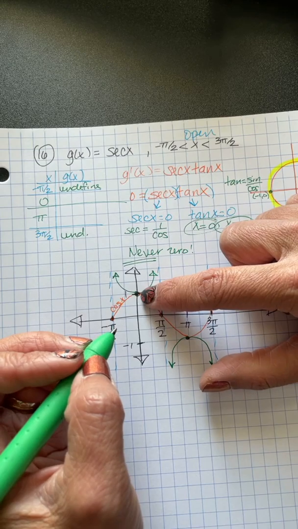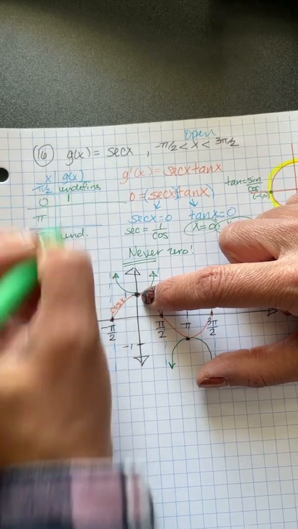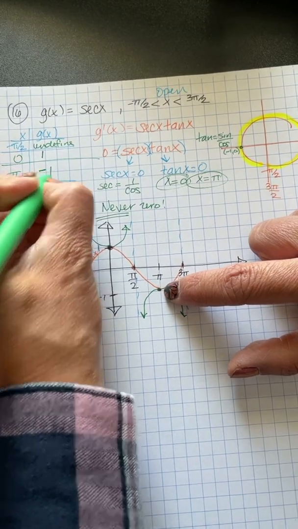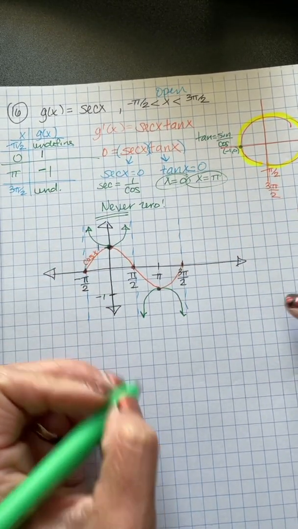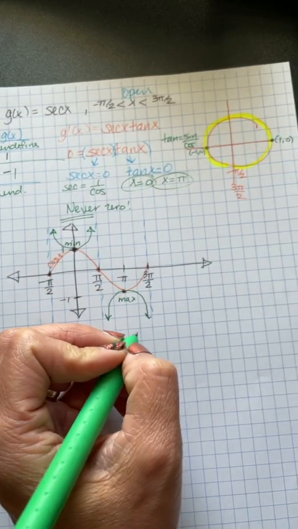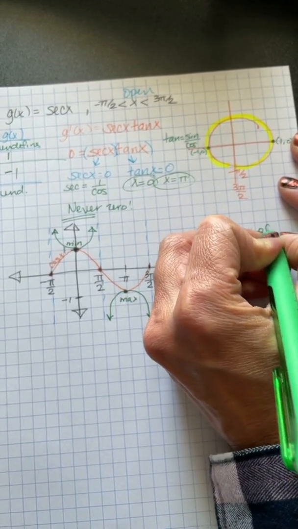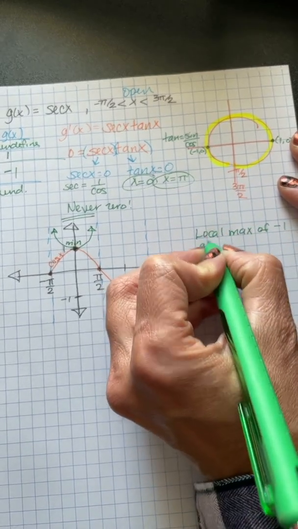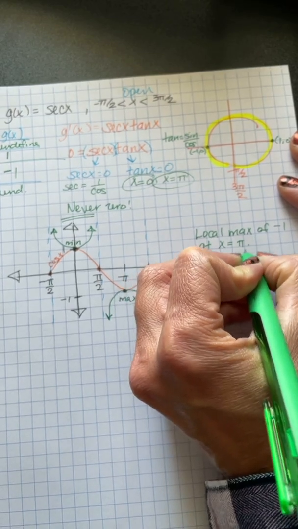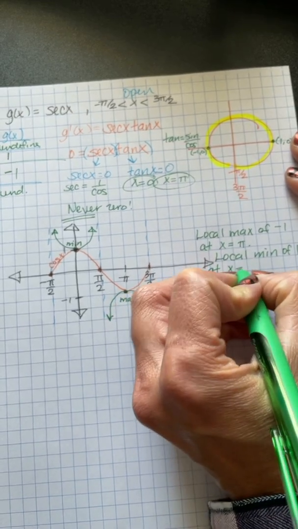So we have a minimum when x is 0, the y value is 1, so 0, 1. We have a maximum when x is pi, y is negative 1. Okay, so we have our local max and min. So I'm going to mark this on my graph here. It's a min, that's a max. Okay, so our answer is we have a local max of negative 1 at x equals pi. And we have a local min of positive 1 at x equals 0.